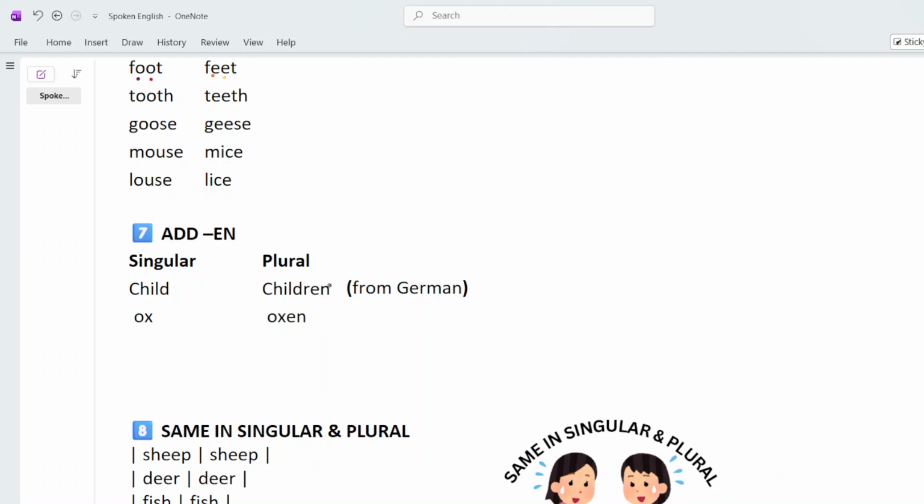Okay. Now, adding en. When you add en is when you look at words like child. The plural form is of German descent, and we cannot change this at all. Okay, it's not childs. It is children. Now, when you look at ox, the plural form of an ox is oxen, where you are adding en, and this is a special case. Again, a lot of memory is needed in order to keep this in mind. Child is not childs, it is children. Ox is not oxes, it is oxen.